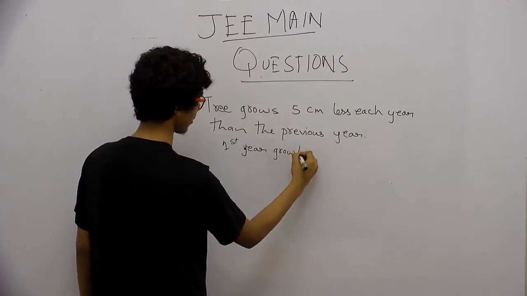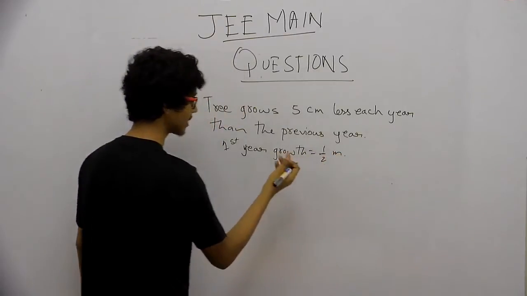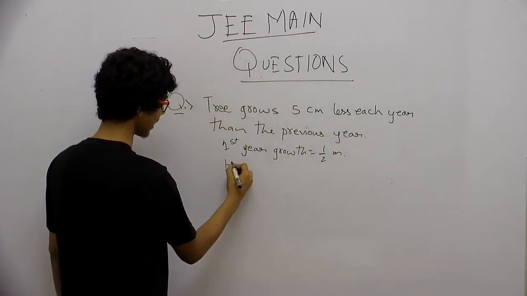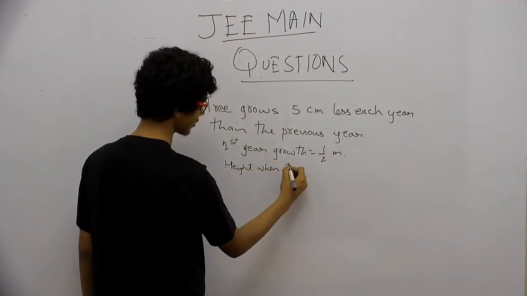growth equals to half a meter. Question is, what is the height of tree when it stops growing?